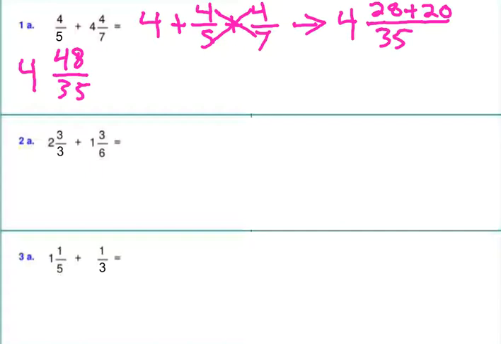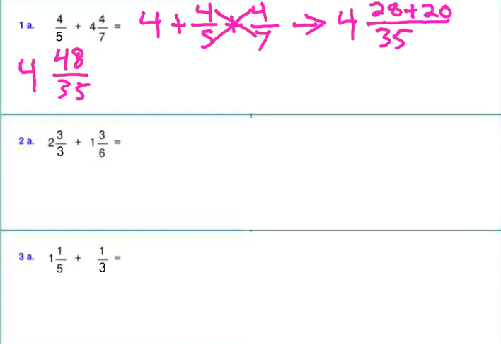All right, nice job. So 4 and 48/35. Can we leave it like that, or do we have to make it a little more simple looking? When the number is on the top and it's too big, it's called an improper fraction. We don't ever want to leave an answer as an improper fraction. So let's change 48/35 to a mixed number.